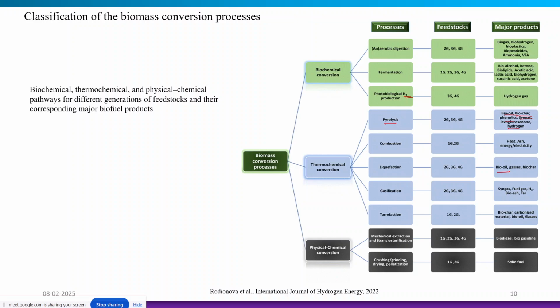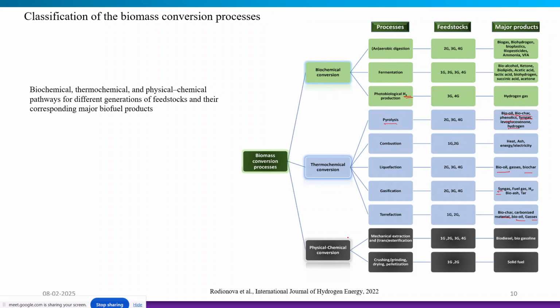In the liquefaction process, bio oil is highly produced, whereas biochar production is very low. Also we get a lot of biogas production. In the gasification process, we get syngas as the main product, along with fuel gases, hydrogen, bioash, and tar. In the torrefaction process, we get biochar as the main product, along with carbonized material, bio oil, and gases.